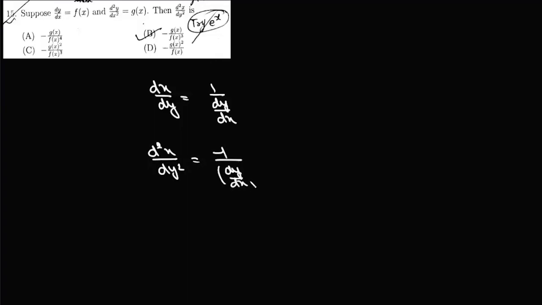Now in question number 15, we are given dy by dx and d2y upon dx square. We need to find d square x upon dy square. Now we know that dx upon dy is 1 upon dy by dx. Now what we'll do is we'll differentiate everything with respect to y. So we can write d square x upon dy square, and it will be minus 1 upon dy by dx whole square into d by dy of dy by dx.